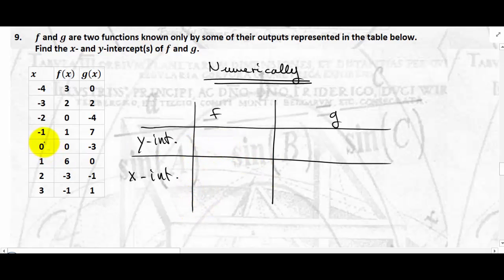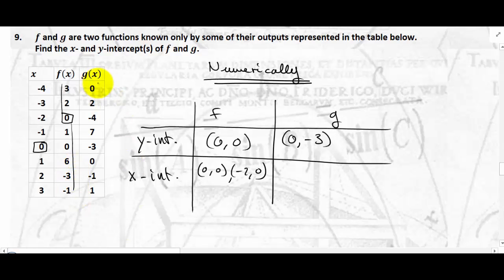Okay, y-intercept, you're looking at x equals 0. So the y-intercept of f is 0, 0, which is also an x-intercept. And the y-intercept of g is 0, negative 3. Here we go. For the x-intercept, I want y equal to 0, so I want f of x equal to 0. So I'm looking at this column, and right here I have a y equal to 0. So another x-intercept is negative 2, 0. And I'm going down, I got this one. That's only 2. For g, I got one right here, so I have negative 4, 0, and this one right here, 1, 0.